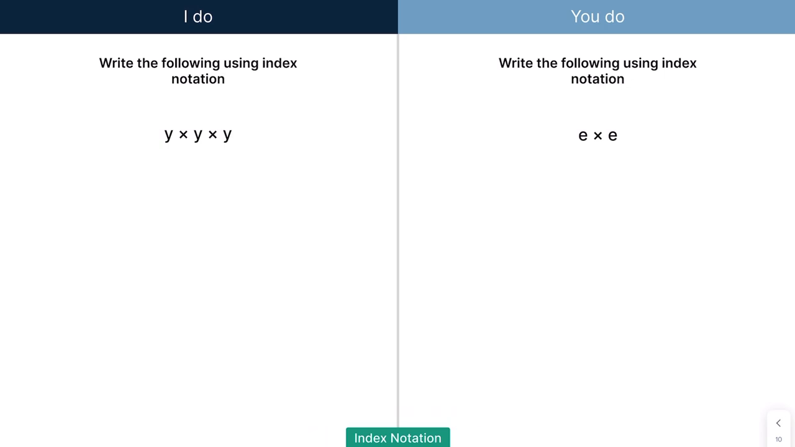So we've been asked to write the following using index notation. The way we write this in index notation is y cubed. And all we're saying is there's 3 lots of y's multiplied together. So hopefully you've pressed pause and had a go at this. So on this side, it'll be e squared.